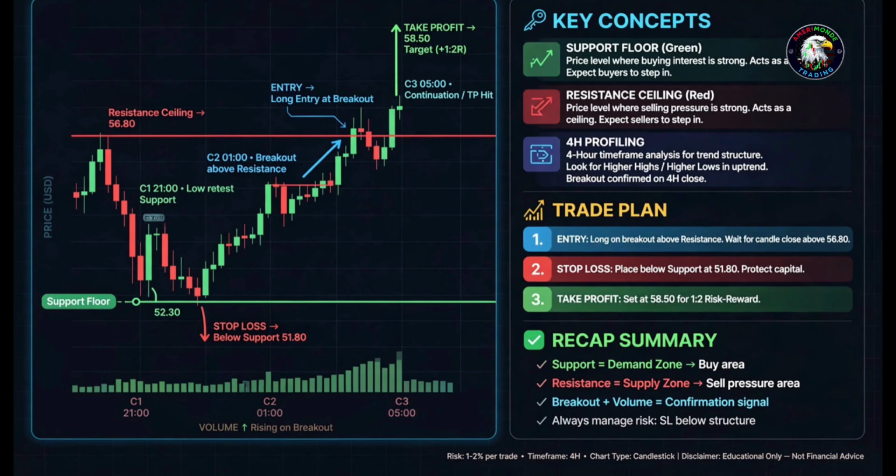Your trade plan is simple. Step 1. Entry. Long on breakout above resistance 56.80, wait for the candle close above. Step 2. Stop loss, place below support at 51.80. Protect your capital, risk only 1 to 2% per trade. Step 3. Take profit, set at 58.50 for 1 to 2 risk to reward. Remember, support equals demand, resistance equals supply, breakout plus volume equals confirmation. Save this image, study it.